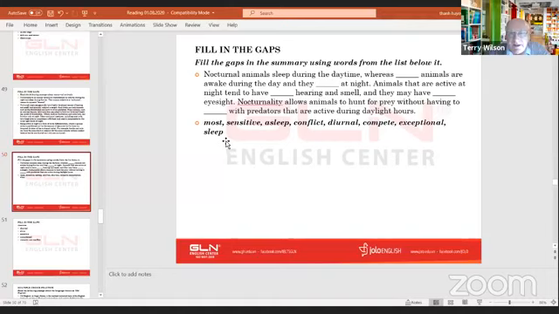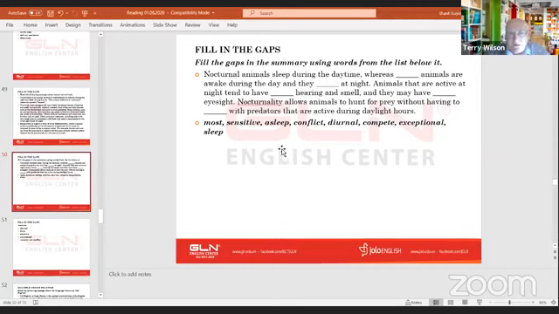Animals at night tend to have, so something about their hearing and smell. So is it going to be something good about it? So we have exceptional. There's a possibility. And we also have an adjective sensitive. So it could be that it's sensitive hearing and smell, and they may have exceptional eyesight.